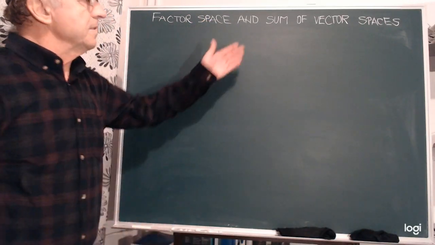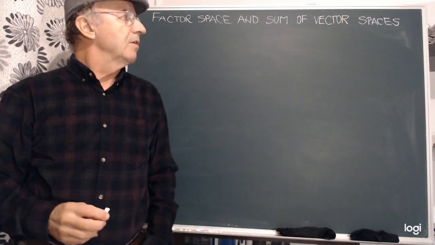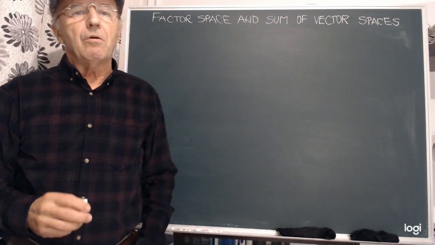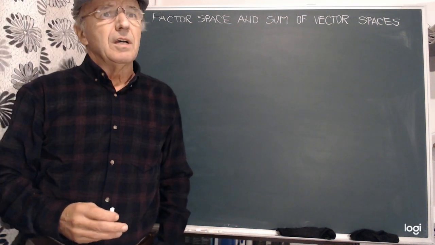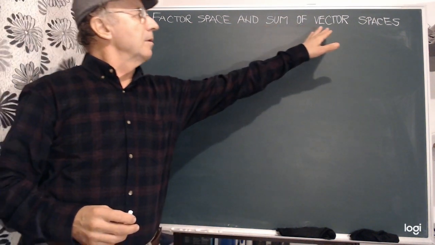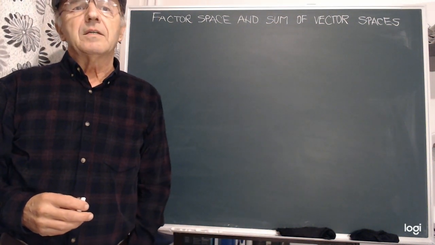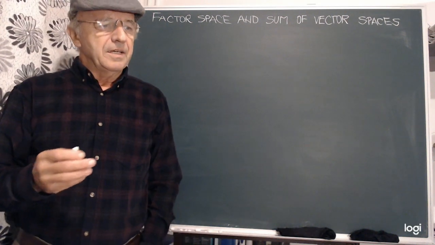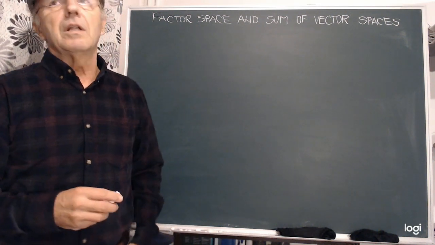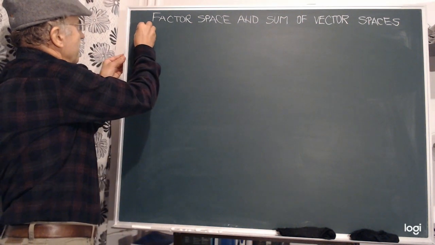Vector space and sum of vector spaces. We consider only real and complex finite dimensional vector spaces. Before going to the sum of vector spaces, we present two results concerning the relation between real and complex vector spaces. Theorem.